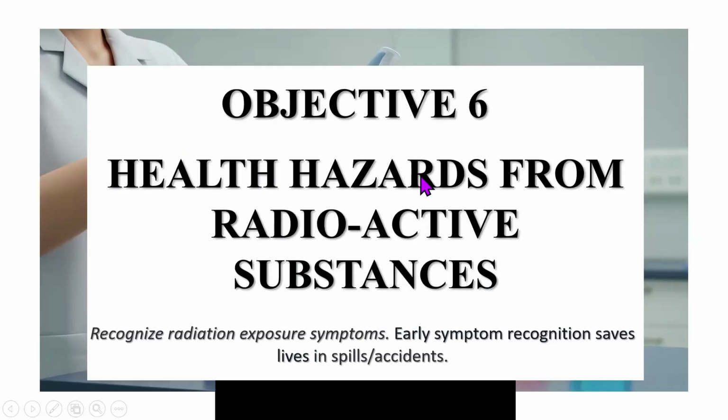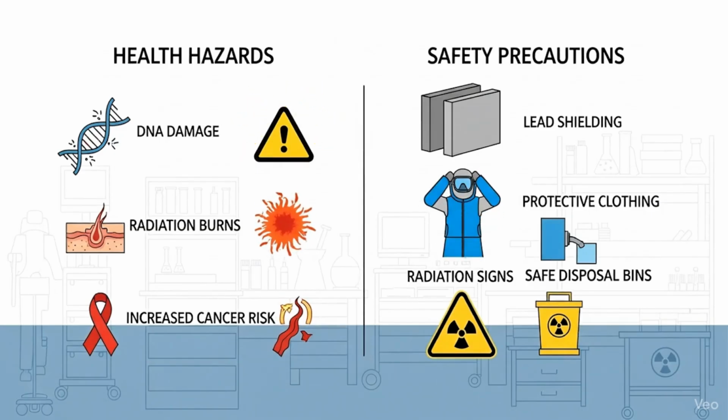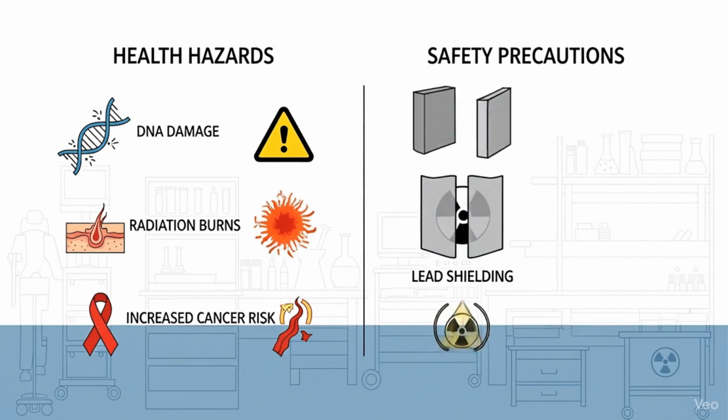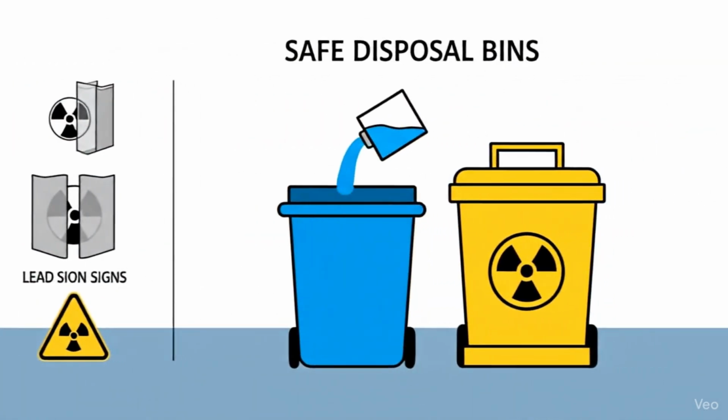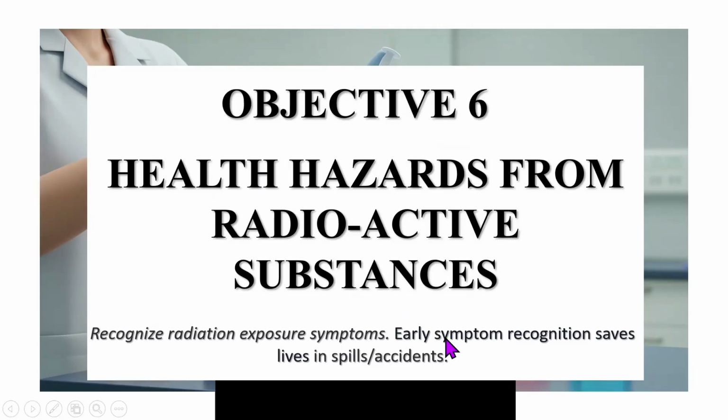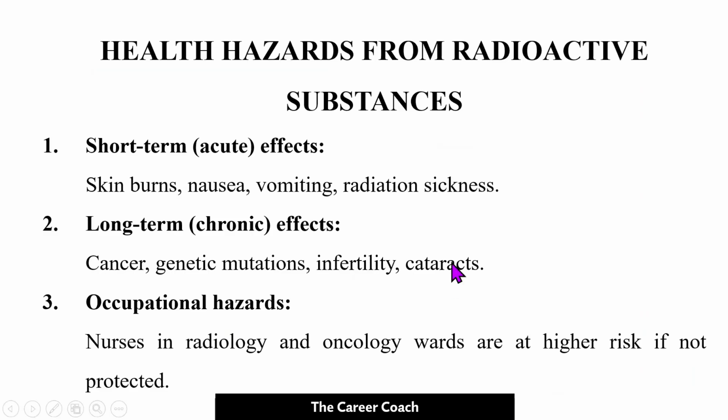Let's move to objective 6, health hazards from radioactive substances. This enables us to recognize radiation exposure symptoms. Early symptom recognition saves lives in case of a spill or an accident in the radiotherapy ward. Hazards from radioactive substances include short-term acute effects, long-term chronic effects, and of course some occupational hazards. So let's take note of this.